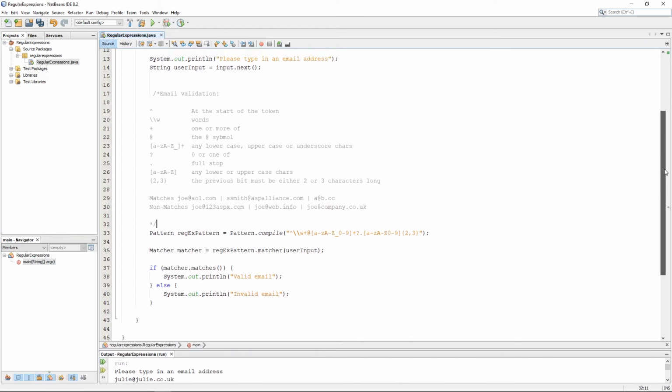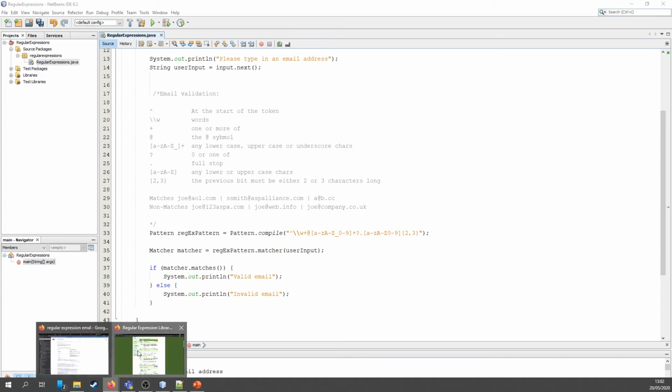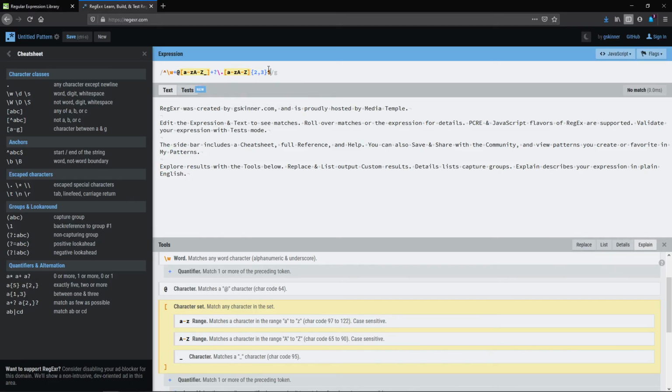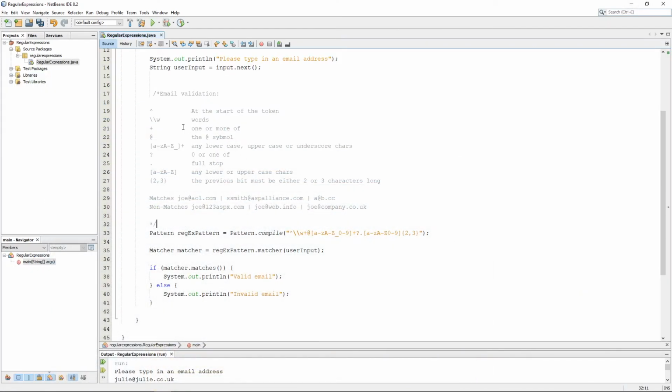So the one that I've copied and pasted, again, I could be stepping through this regular expressions website, going, oh, okay, what was my pattern? Let's put it in and see what happens. And then I could make comments based on what it says down the bottom. So here's what mine does. Mine says at the start of the token, we're going to match the words. There's got to be one or more words.